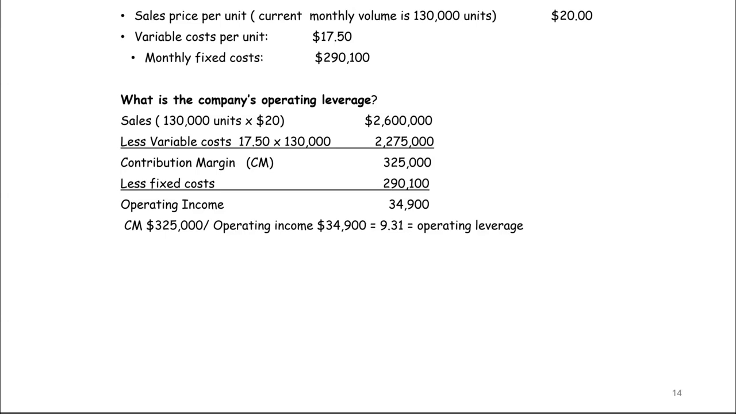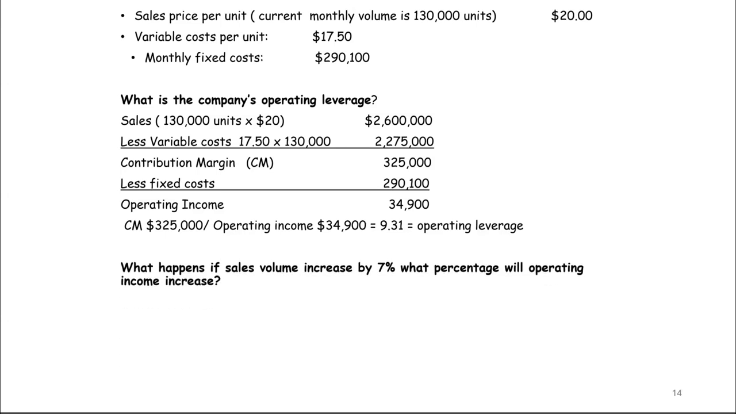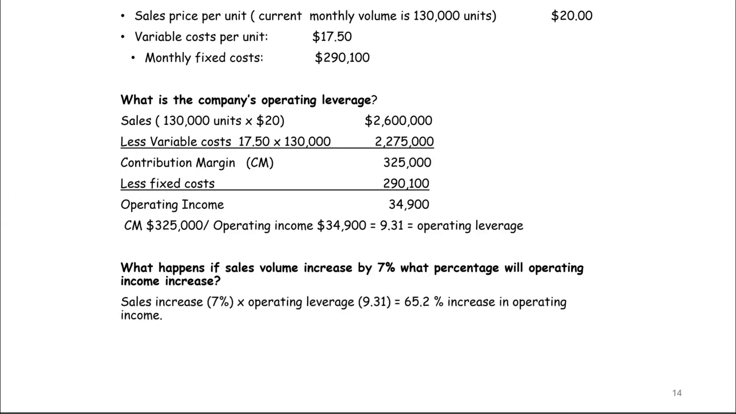Well, what does that mean? Here's an example. What would happen if sales volume increased by 7%? You would take that times the operating leverage, and what it tells you is if sales increased 7%, your net income would increase 65.2%. That's pretty good.